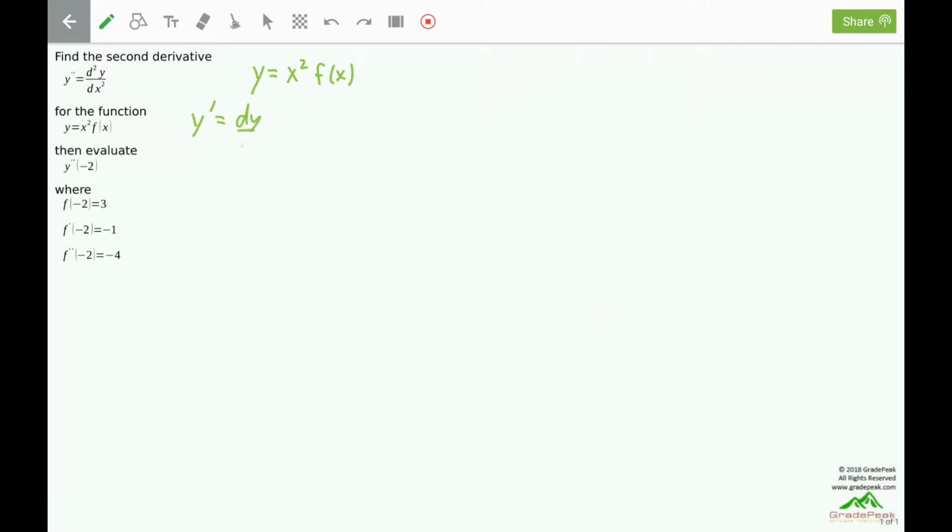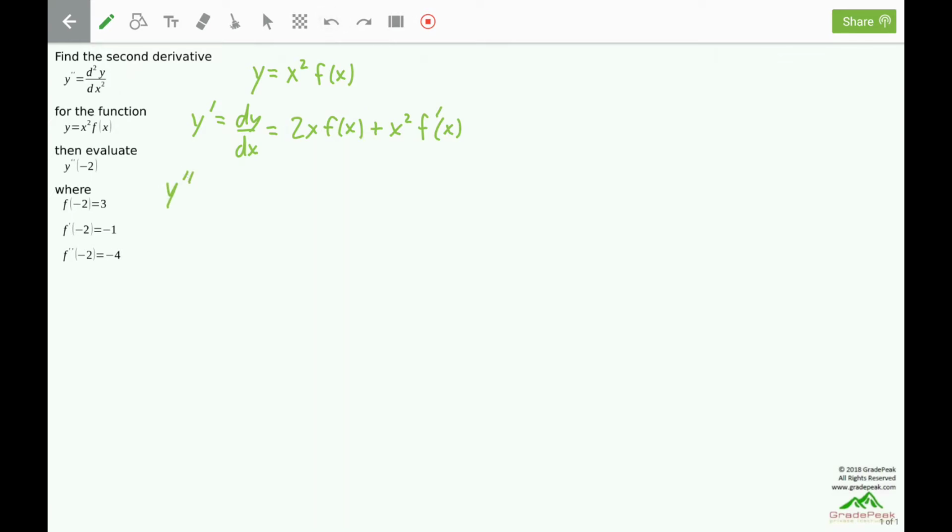y prime or dy dx will be the derivative of the first. Derivative of x squared is 2x, leave the second alone, f of x, plus the first left alone, x squared, times the derivative of the second, and we will call that f prime of x. Now the second derivative is going to involve a product rule for this term and a product rule for this term. And we add the results together.